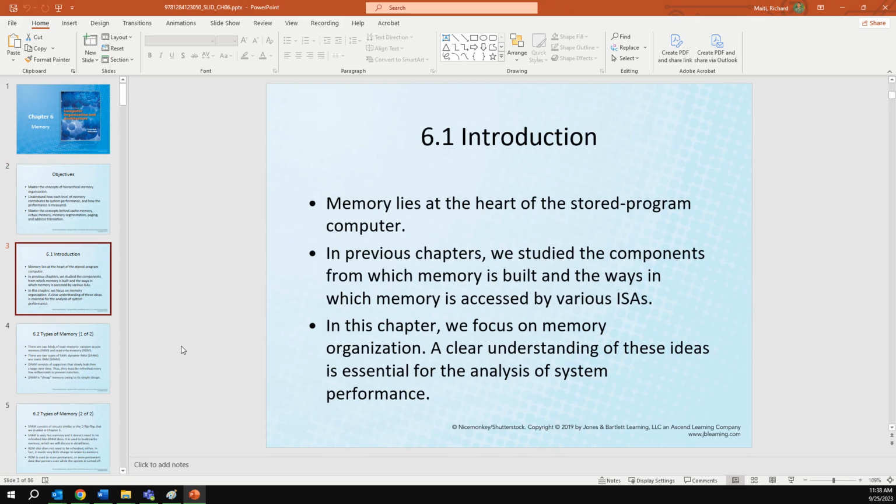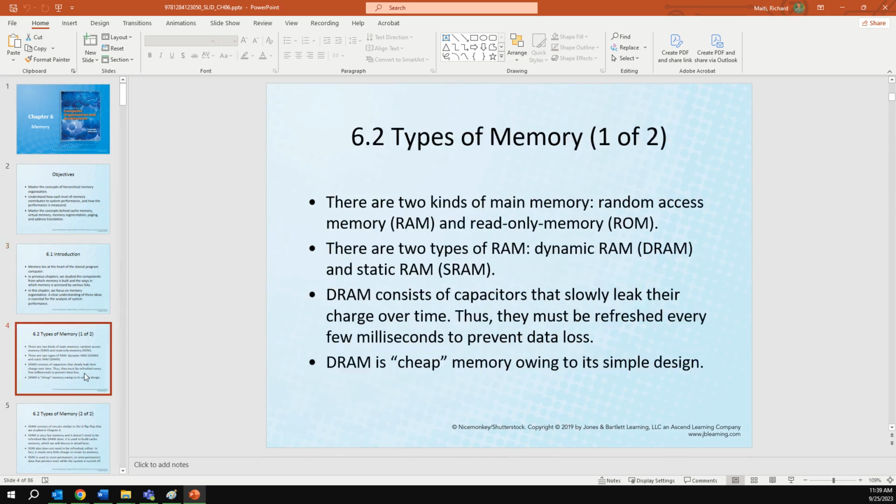So memory is at the heart of our stored-program computers. Before, we looked into the way that memory was built, and how it's accessed by various ISAs. So in this chapter, we'll focus on memory and get a clear understanding of the analysis of system performance.